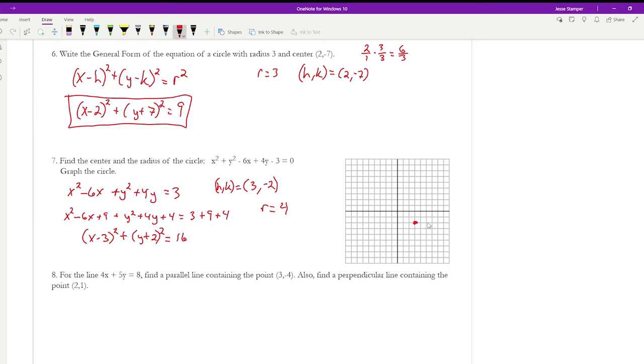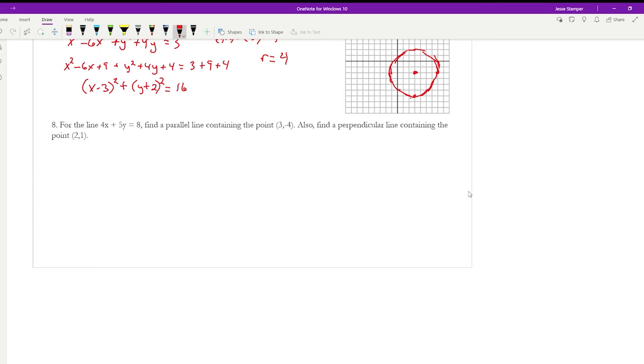Now, 1, 2, 3, 4. Let's put a little dot there. 1, 2, 3, 4. Put a dot there. 1, 2, 3, 4. Put a dot there. 1, 2, 3, 4. Put a dot there. And our circle should be something like this. If you can draw a better circle than me, it's not surprising, especially on this thing. But roughly, that's where the circle should be graphed.